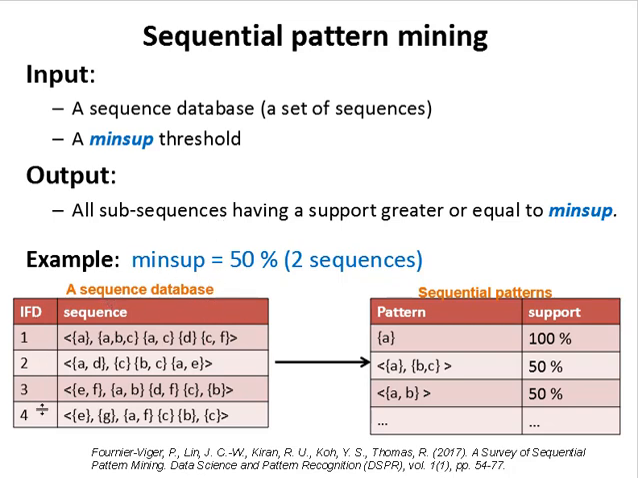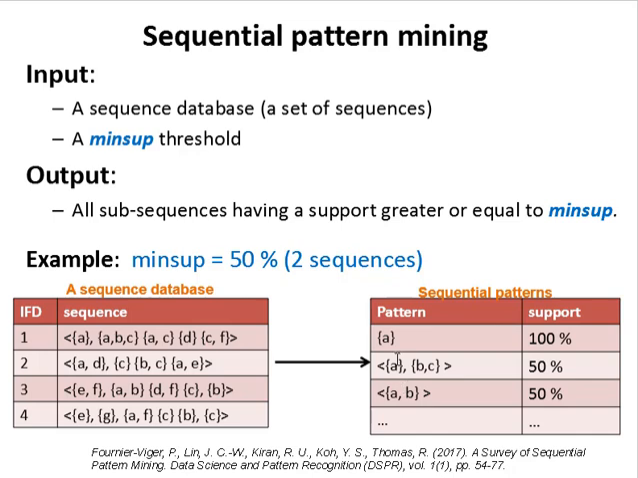We have the sequence database, as you can see, with 4 sequences. We set the parameter, the minimum frequency or support, to 50%. That means we want to find all the patterns that appear in at least 50% of the sequences of the database, that appear at least twice, in 2 sequences of the database.